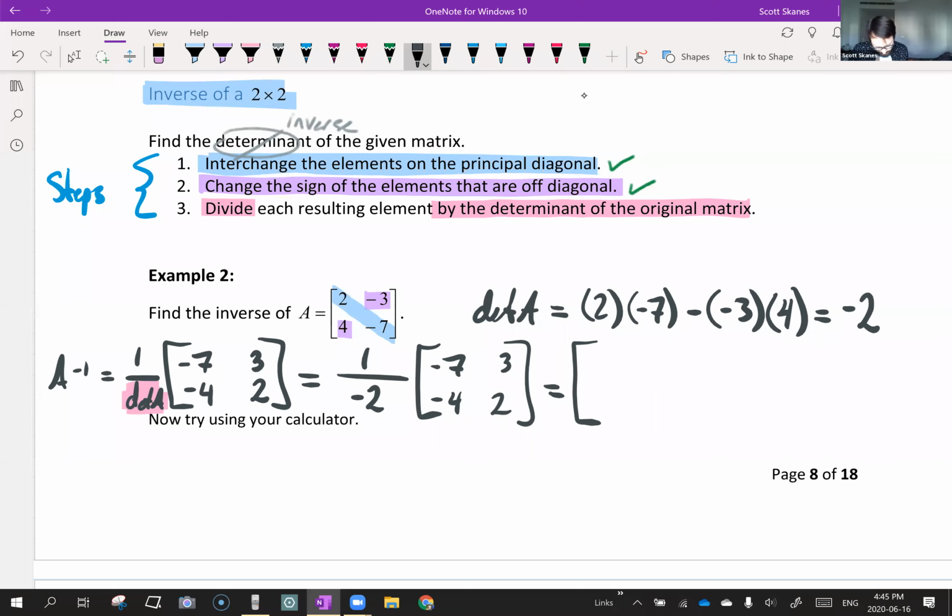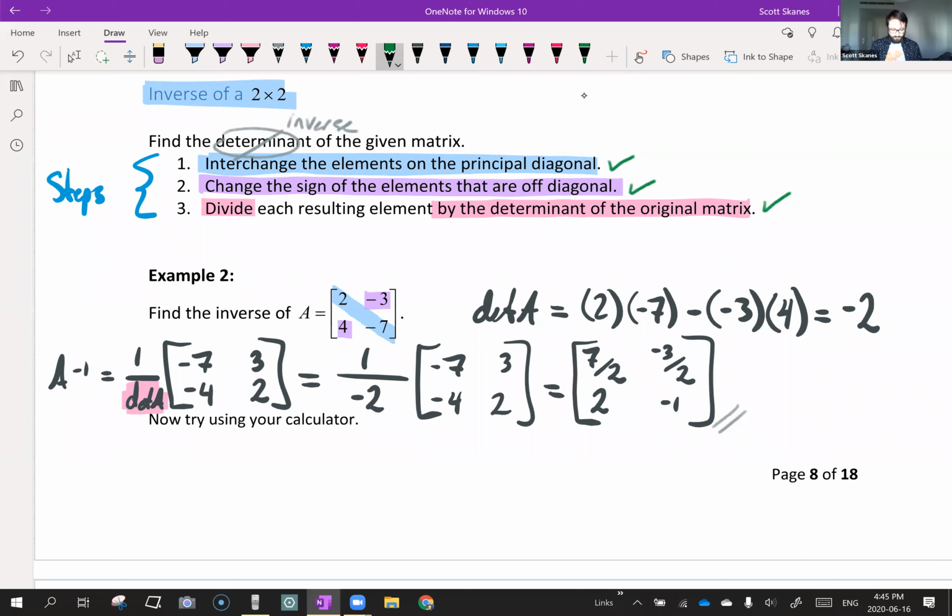So we have -7 divided by -2 is 7 over 2. 3 divided by -2 is -3 over 2. -4 divided by -2 is 2. And 2 divided by -2 is -1. I know that the steps are kind of random. It seems like it's coming out of nowhere, but this is just how you find the inverse of a matrix.